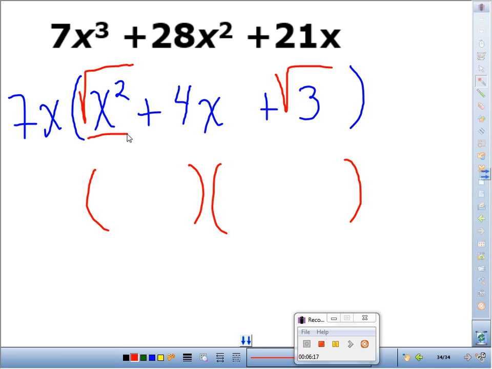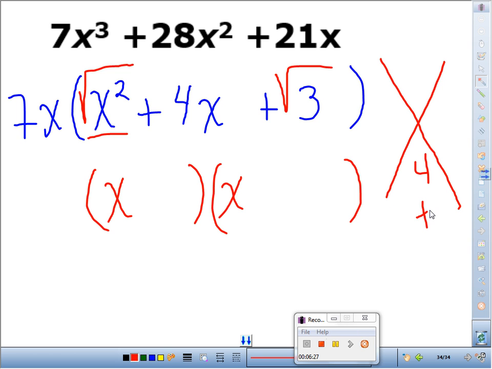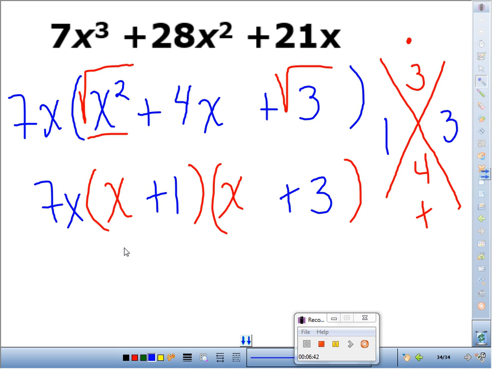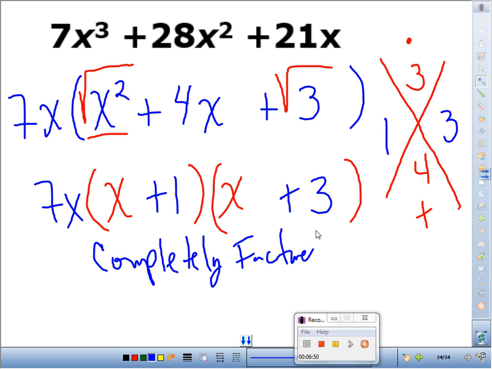So, can we factor the first term? Yes, that's x and x. Over here, let's draw our Power Rangers. This is a 4. This is a 3. Factors of 3 that add up to 4: 1 and 3, or 3 and 1. So my factors are x plus 1, x plus 3. But don't forget about the BFF, 7x. And then you just write it completely factored. And we're done.